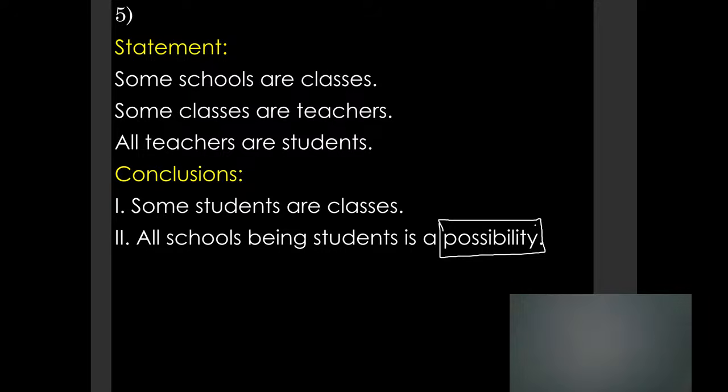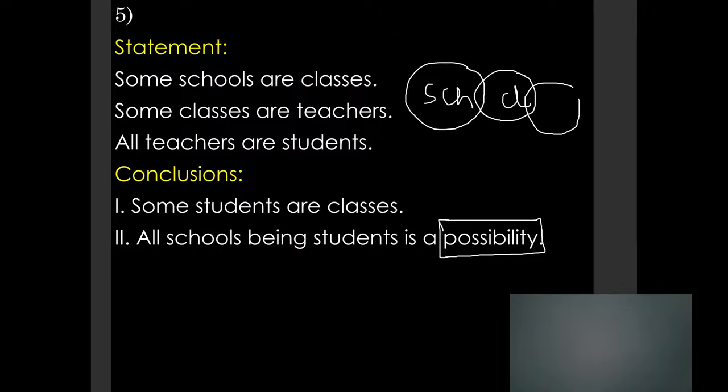Okay, for the first one, let us check. Let us take the minimum possible diagram, minimum intersection diagram. First one is some schools are classes. Some schools are classes means we should intersect schools and classes because some means intersection is possible. Next, some classes are teachers. So some classes are teachers.